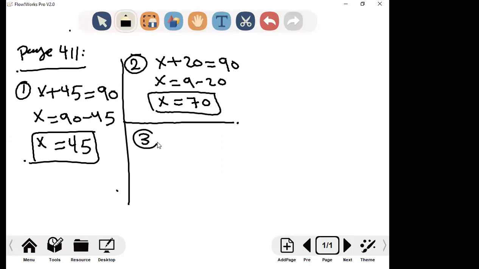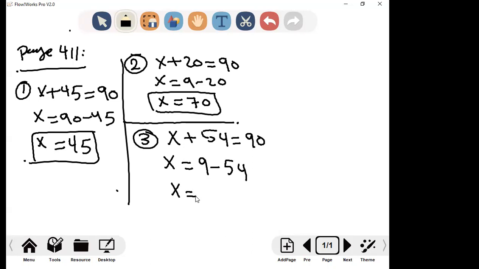Question 3, x plus 54 equal 90 also. So x equal 90 minus 54. So x will be what? 36. This is question 1, 2, 3. Please check your answers.